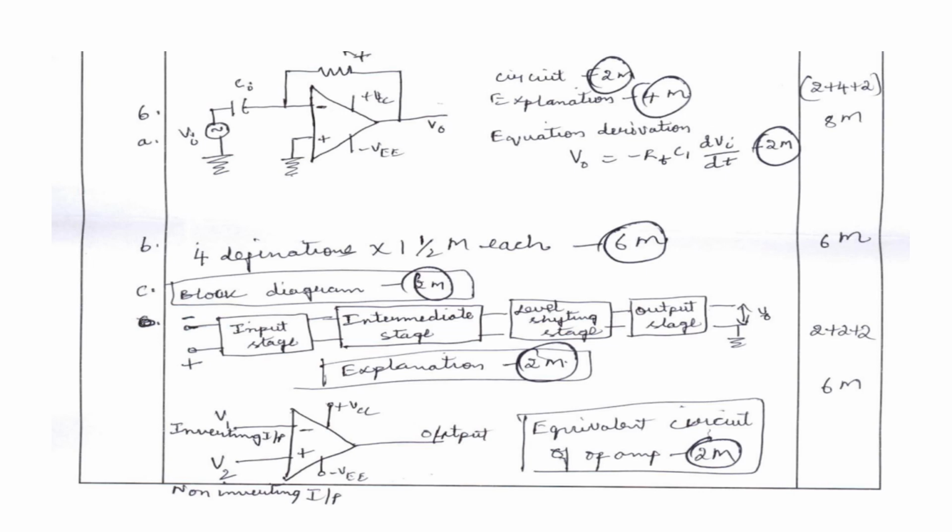C question was the structure of op-amp with equivalent circuit diagram. The structure of the op-amp, you will be drawing this, which carries 2 marks. The explanation, what is the input stage, what is the intermediate stage, what is the level shifting stage, the output stage, all these explanations carry another 2 marks. And the circuit for that, that is the equivalent circuit of the op-amp, carries 2 marks. So totally it is of 6 marks.